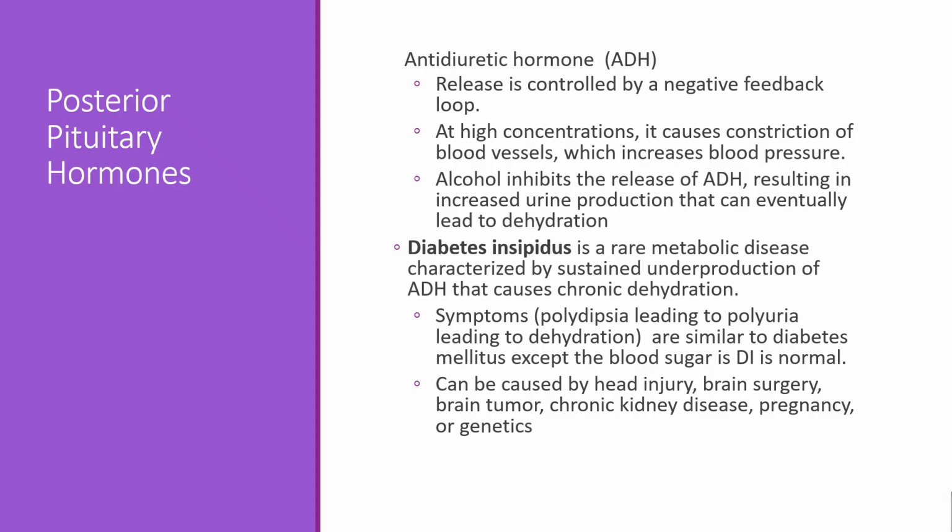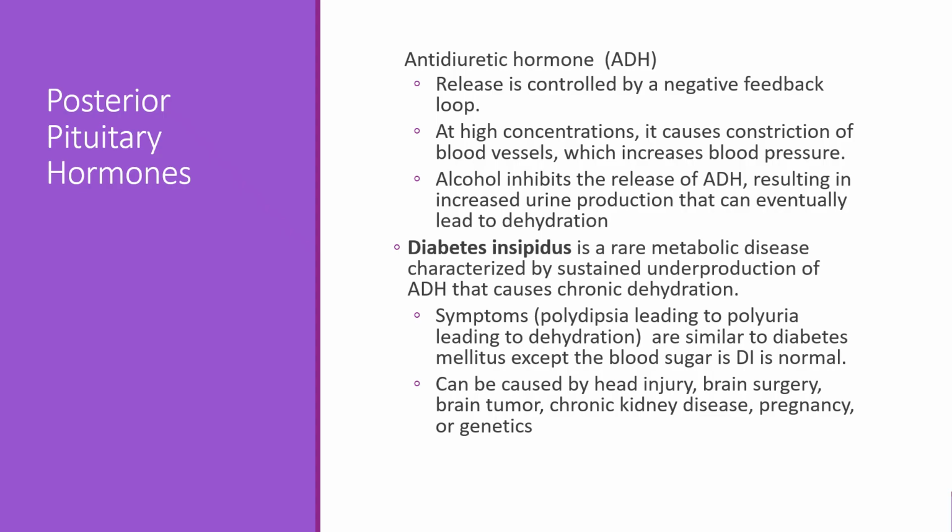Diabetes insipidus, DI. So there are several different forms of diabetes. The one most people are familiar with is diabetes mellitus, right? We're going to talk about diabetes mellitus later in the course, but we're going to talk about diabetes insipidus now. This is a rare metabolic disease characterized by sustained underproduction of ADH that causes chronic dehydration. So you're not making enough ADH, so you're urinating more and it's causing you to dehydrate constantly.